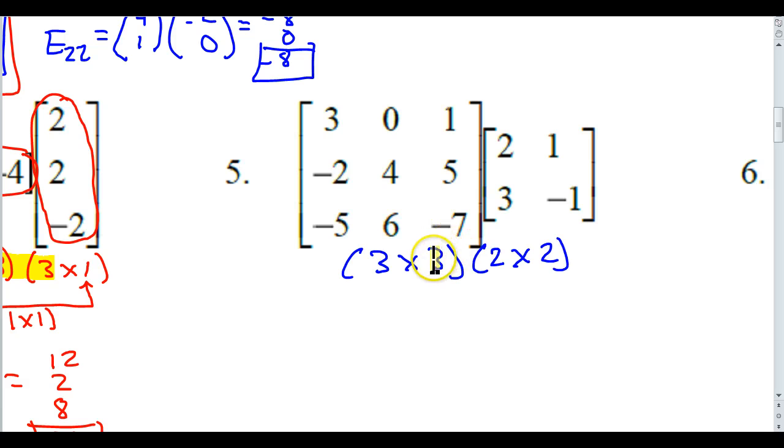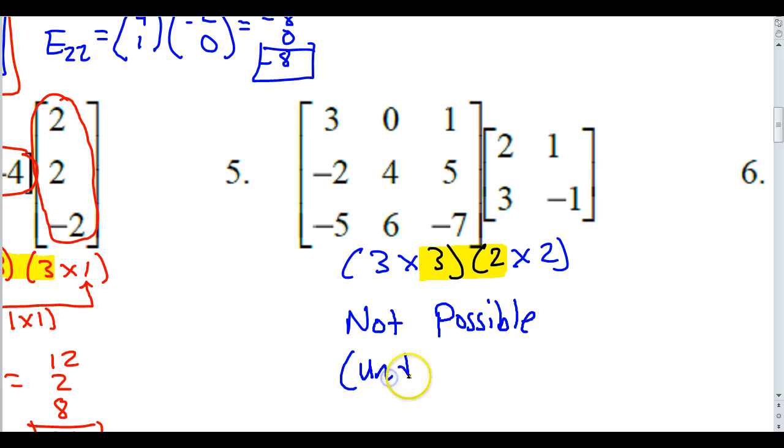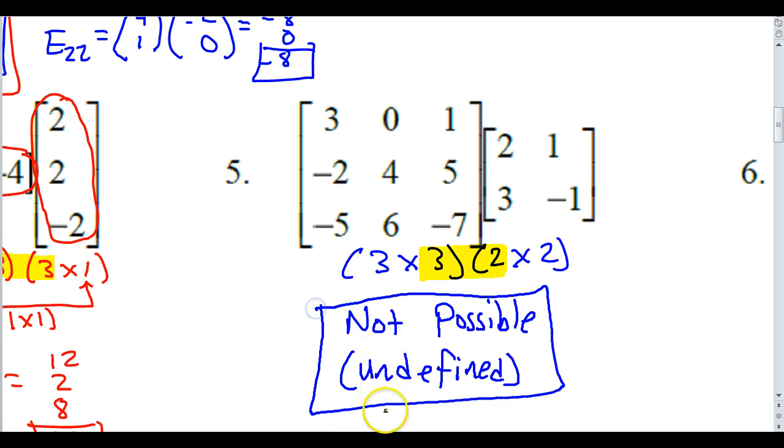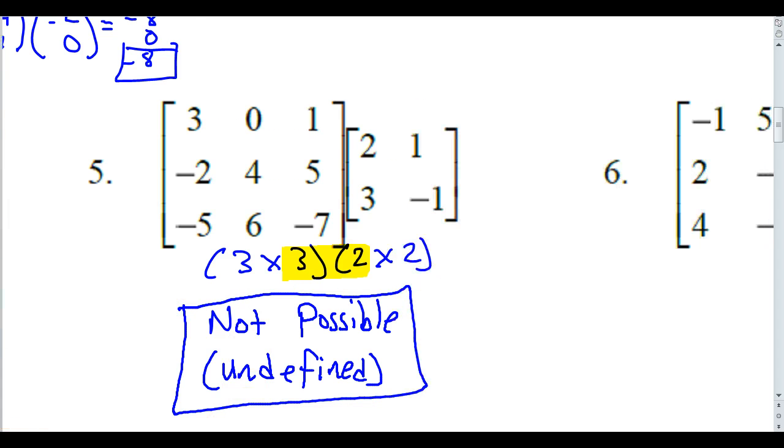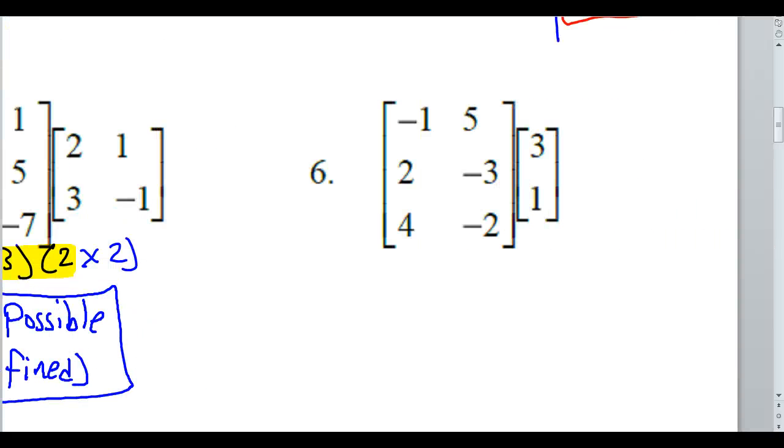Looking at the inner dimensions, the 3 and the 2, I see that they do not match. So right away I know that this one is going to be not possible or undefined. Okay. All right, that's quick and easy, so we can just move on. All right, will we get that lucky again for number 6?